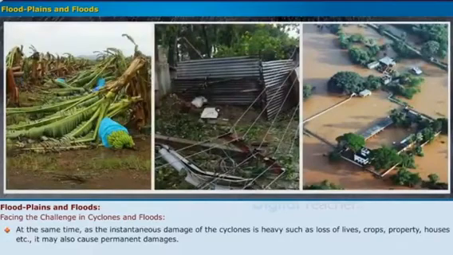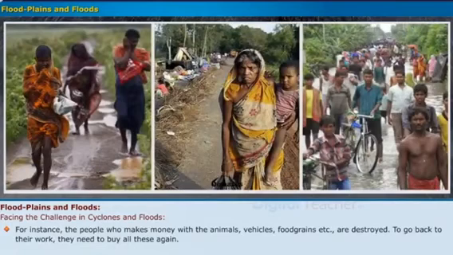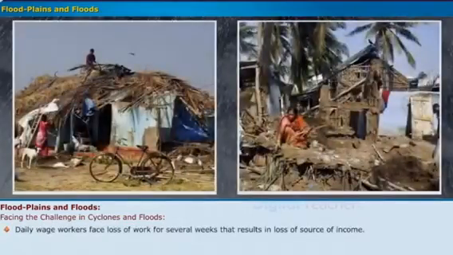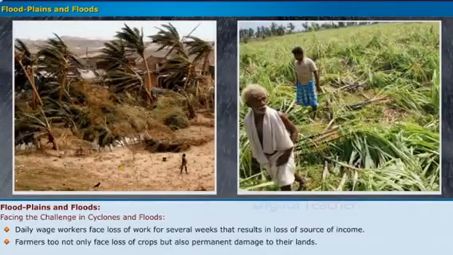At the same time, as the instantaneous damage of cyclones is heavy, such as loss of lives, crops, property, houses, etc., it may also cause permanent damage. For instance, the animals, vehicles, food grains, etc., with which people make money are destroyed. To go back to their work, they need to buy all these again. Many families may lose their working members. Daily wage workers face loss of work for several weeks, which results in loss of their source of income. Farmers too not only face loss of crops but also permanent damage to their lands.